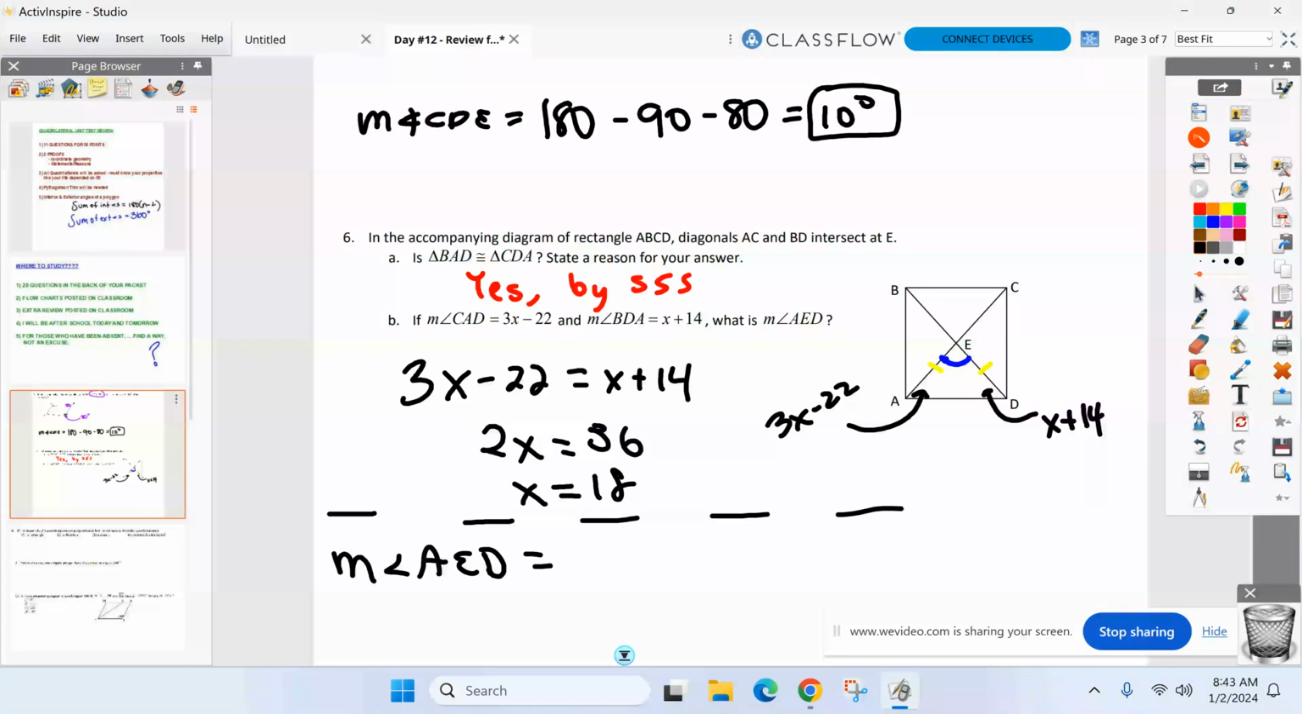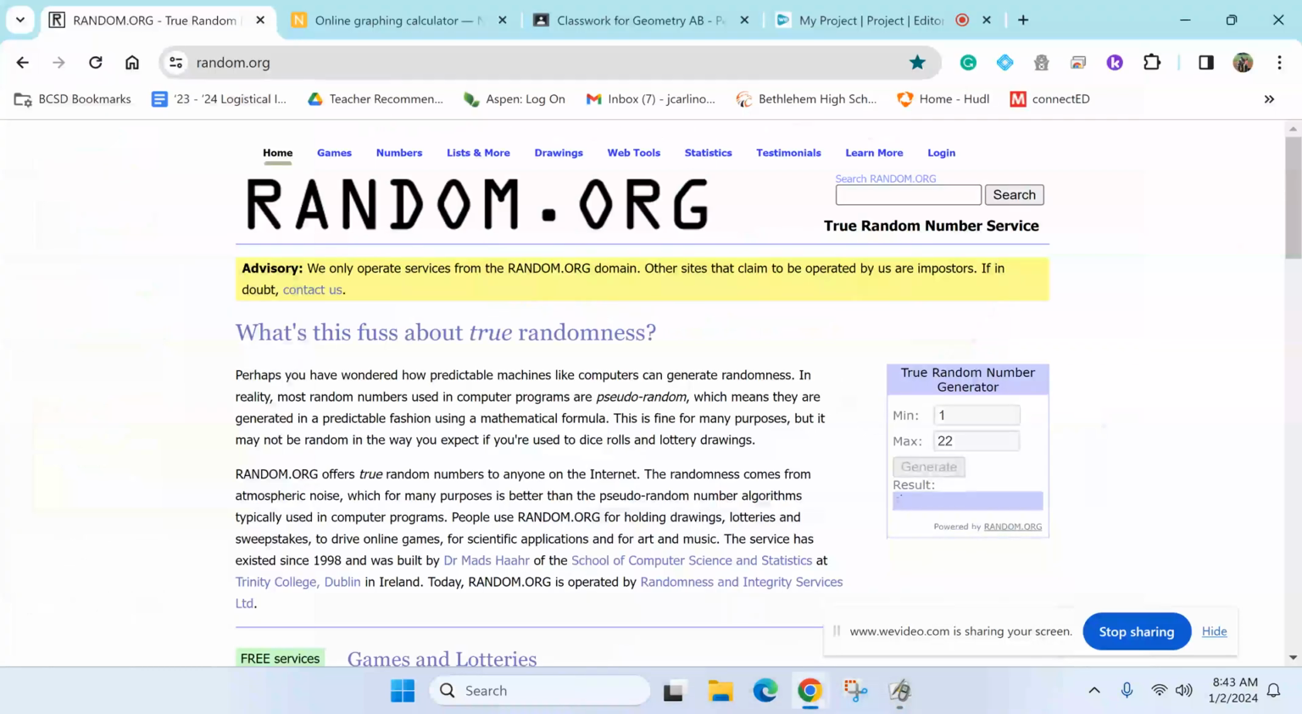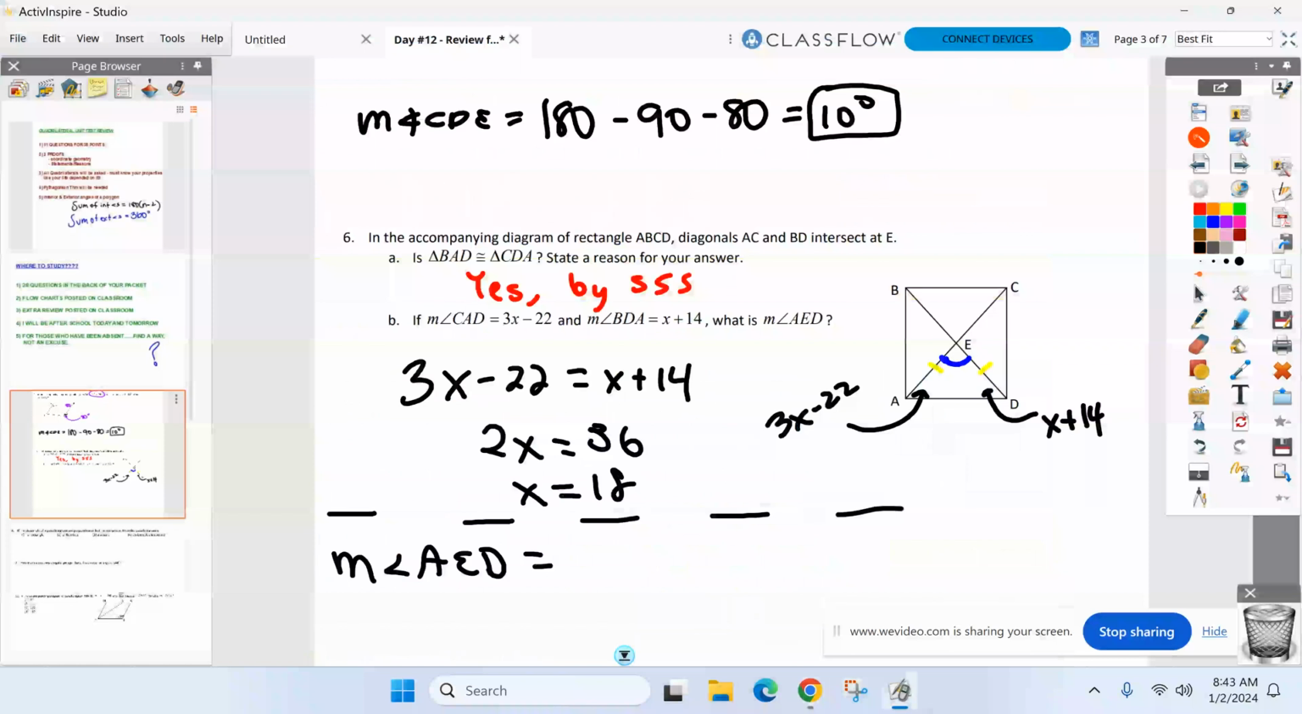All right, when you're ready, angle AED, what did we come out with? Alyssa, when you're ready? 116. 116, sounds good to me. Yep. Questions on how we got there? Rectangle properties for that one. We're good? All right, let's keep cruising.